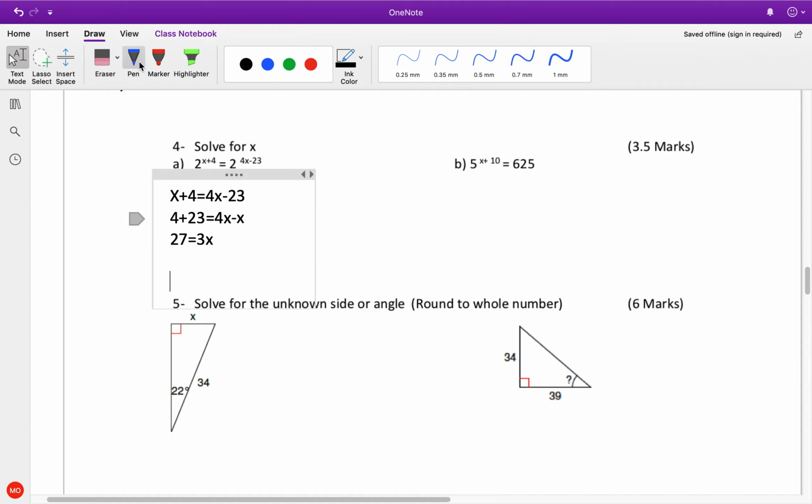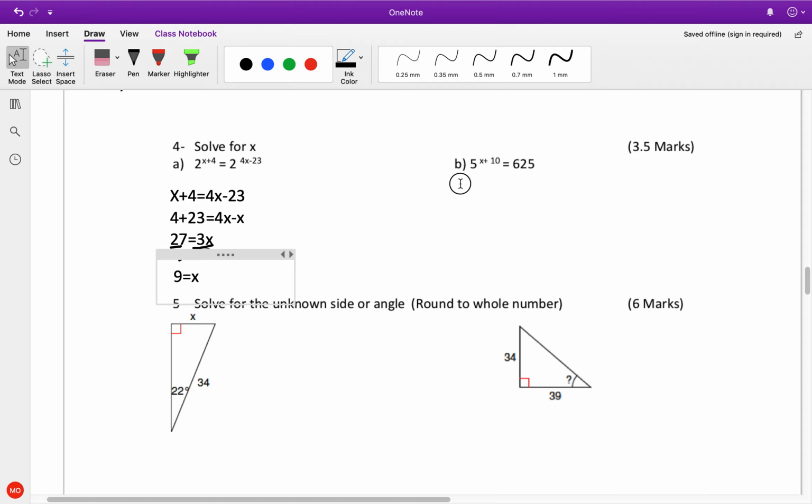So if I were to draw this, divide by 3, divide by 3. Let's make that a more distinct 3. That's a horrible 3, but we'll fight through that. So that's going to equal 9 equals x.